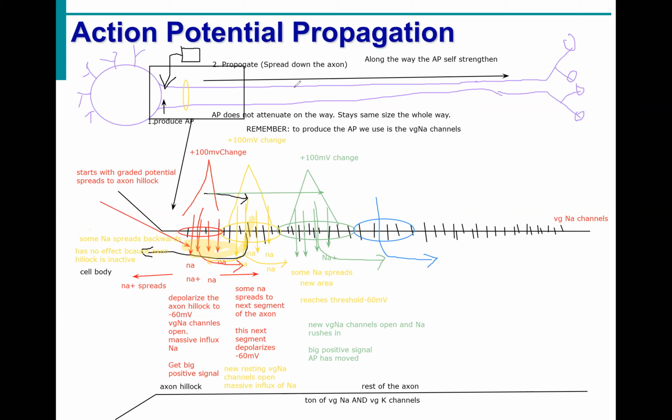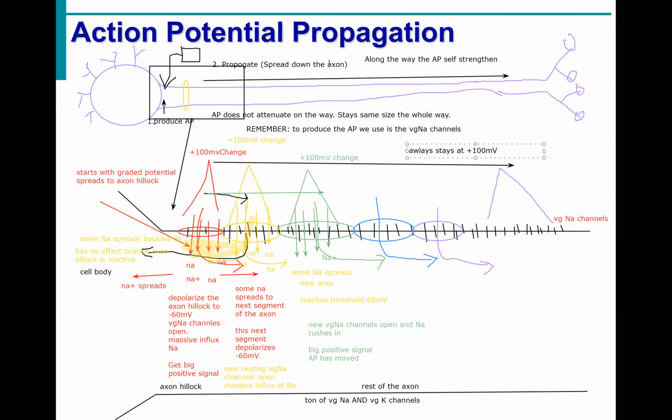And when it produces that threshold, those new voltage-gated sodium channels open and new sodium comes in, and that new sodium spreads, again and again and again. Ultimately, we get a spread of an action potential down the axon that always stays at a positive 100 millivolts. It never gets smaller, right?